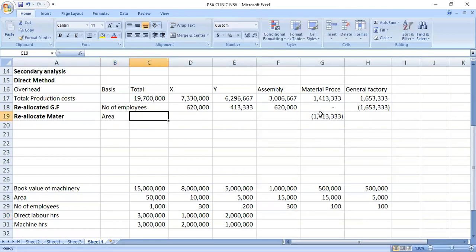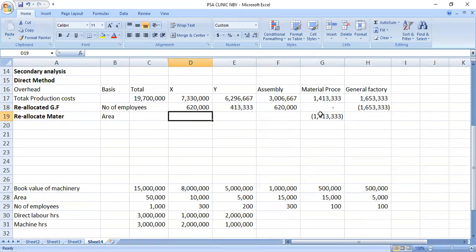I don't think I can use book value. And the others, of course, are totally out. Direct labor hours and machine hours, number of employees, I think those are totally out. So I think it is area. For those who disagree, feel free to share.